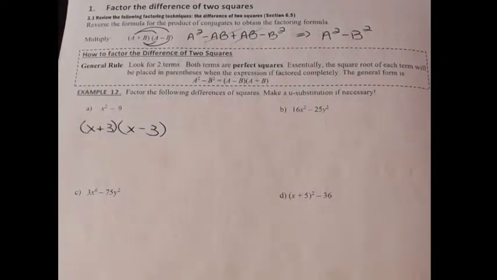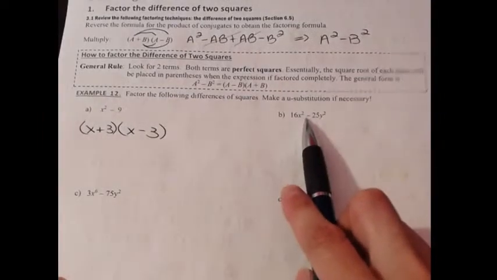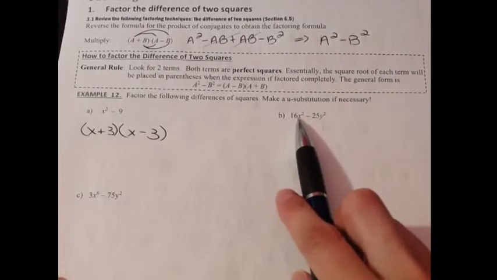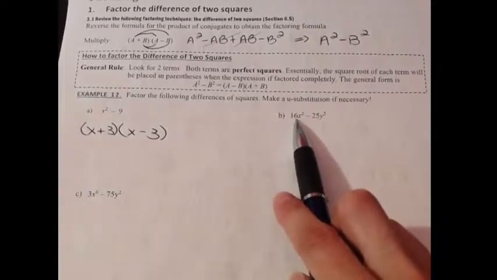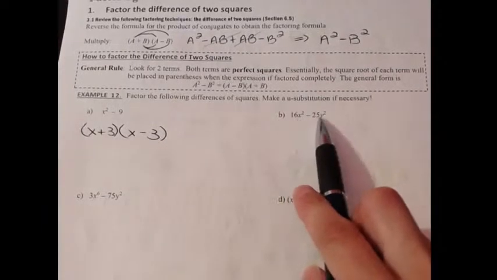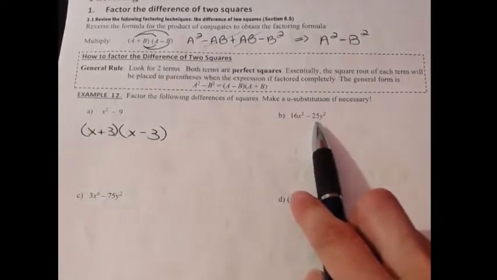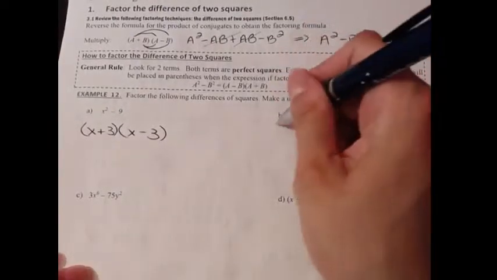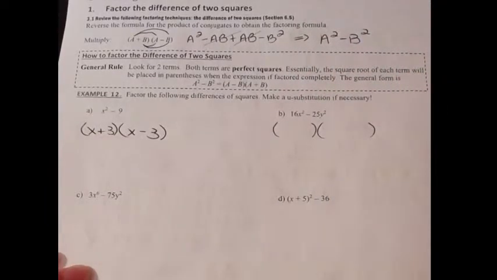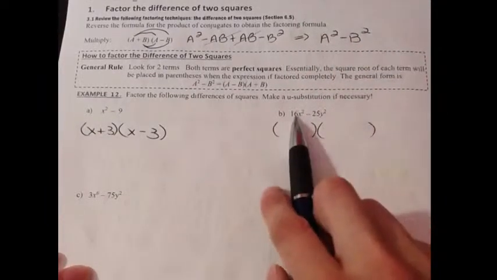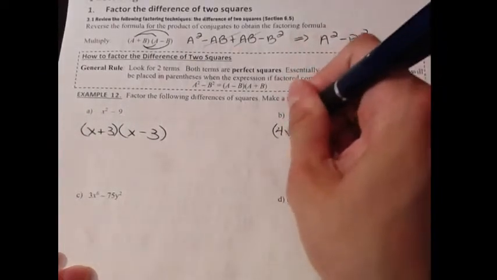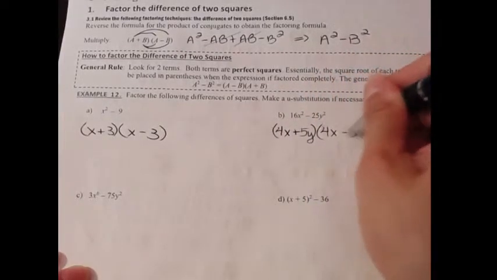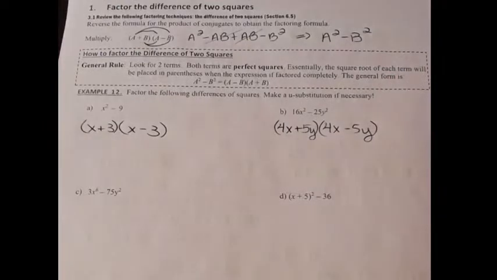Simple. Let's do it again. 16x squared minus 25y squared. Let's look at each term. I know that 4x times 4x gives me 16x squared. I know that 5y times 5y gives me 25y squared. That means this is in fact the difference of two squares. So let's go ahead and factor. We know it's going to be a plus b, a minus b. So when we break this down, we have 4x plus 5y, and then we have 4x minus 5y. And that's your factored form.